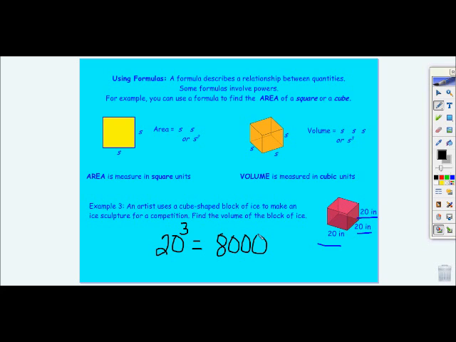Now, because it is a story problem, we're going to look to see if we have a label. Those would be 8,000 inches, but again, the measurement would be in cubic inches. So we're going to put our exponent of a 3 there for cubic inches. And that finishes up lesson 1.2, your review on exponents.